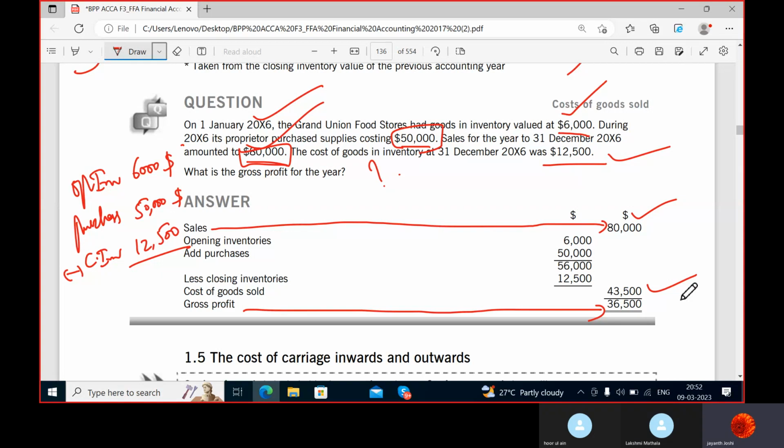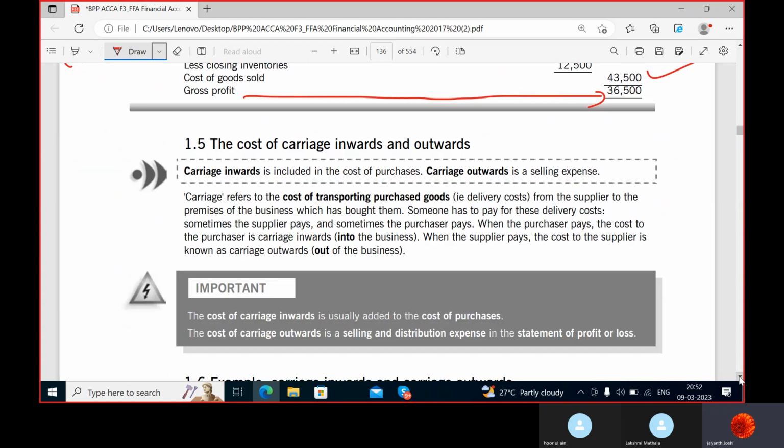Yes, sir. Okay. Now the next section, cost of carriage inwards and outwards. We are going stage by stage. Till now, we did not consider any cost. Now we are going to consider the cost. Please focus here. Carriage inwards is included in the cost of purchases. Carriage outwards is a selling expense.